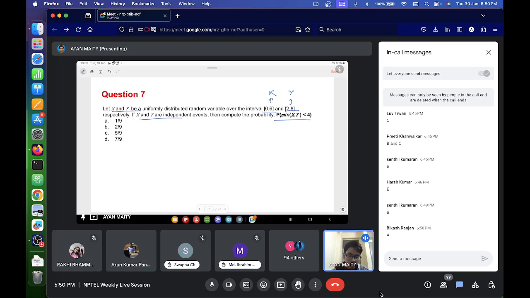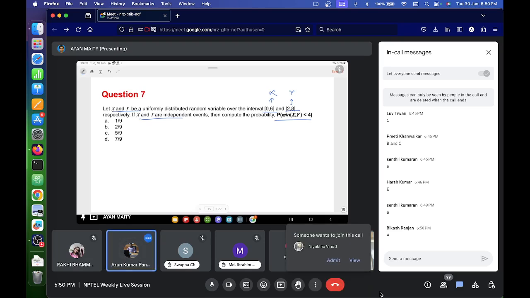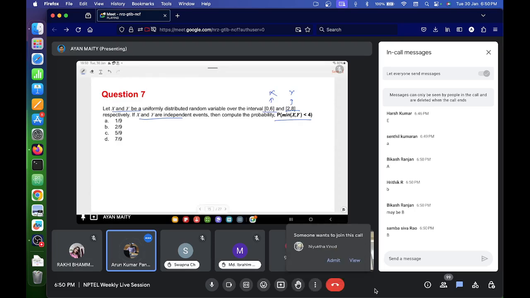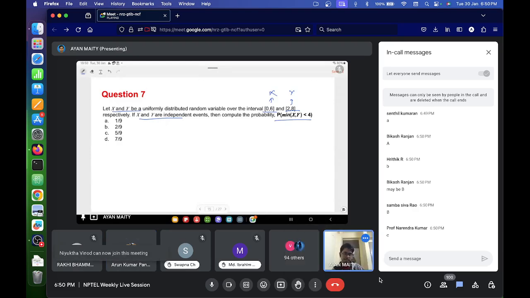Senthil Kumaran is saying A, because Ranjan is saying A. Ritik is saying B. Professor Narendra Kumar is saying option C.